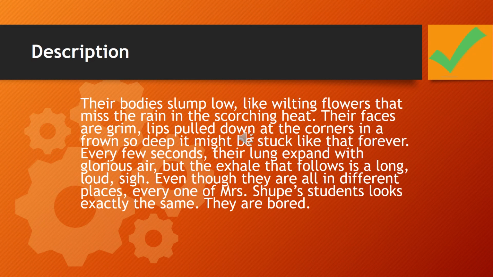If you guessed this was a description text, you're right. Some clues you might have looked for were describing words, features, characteristics, examples. A lot of times they'll use metaphors or similes. So, for example, their bodies slump low like wilting flowers that miss the rain and the scorching heat. Very descriptive, lots of adjectives, and they even use the word like, meaning they're making it seem like something else.